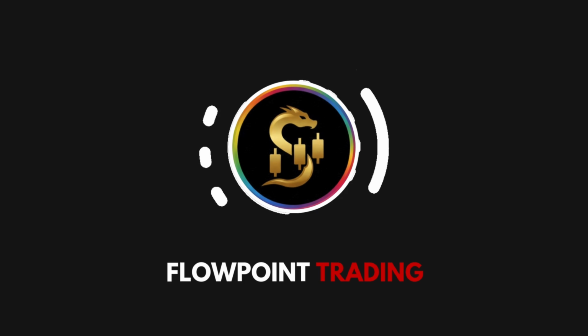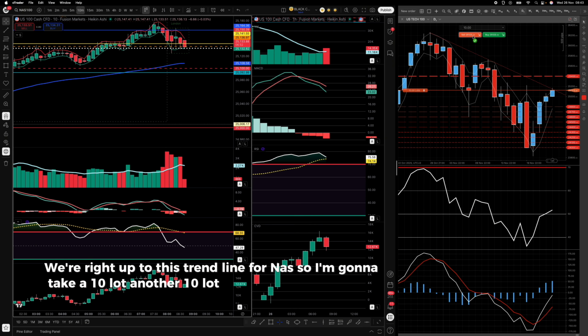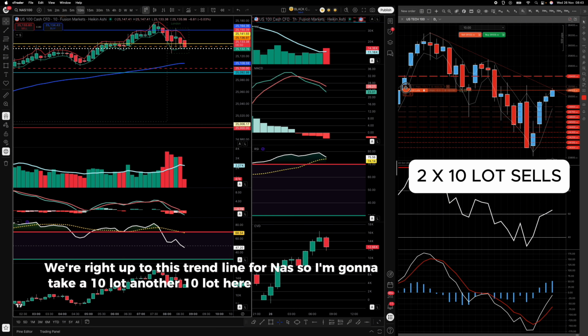Good morning guys, it's 8:43 in the morning. We're right at this trend line for NAS. So I'm going to take a 10 lot, another 10 lot here, and put a stop just above. Not a massive stop for this one.